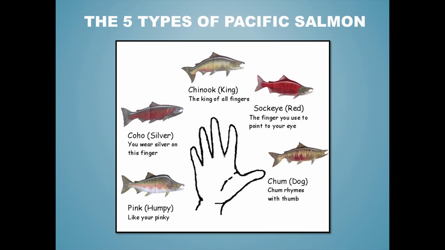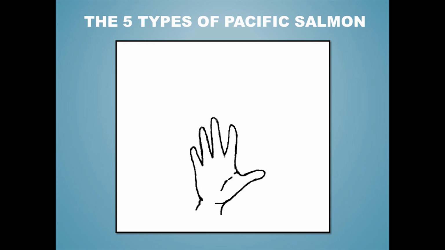I'm going to start with thumb. Thumb is chum. Your pointer finger is sockeye. Your middle finger is chinook, or king. Your ring finger is silver, or coho. And your pinky is for pink. Now that you know all the 5, try to pause this video and repeat them all on your own.